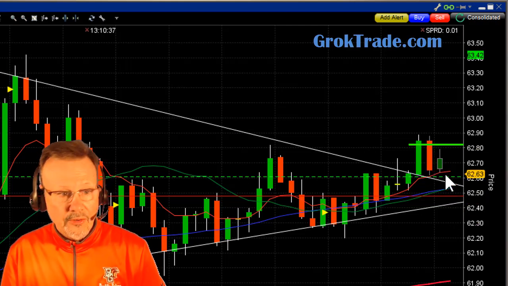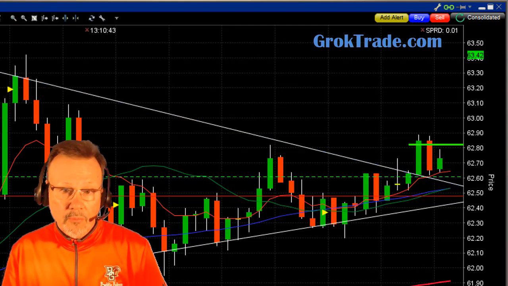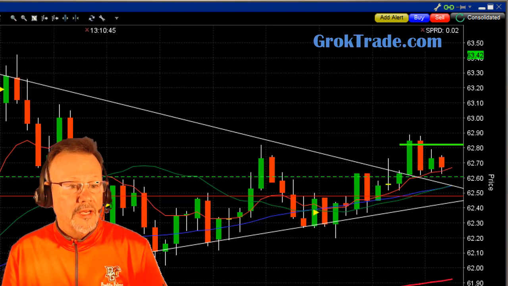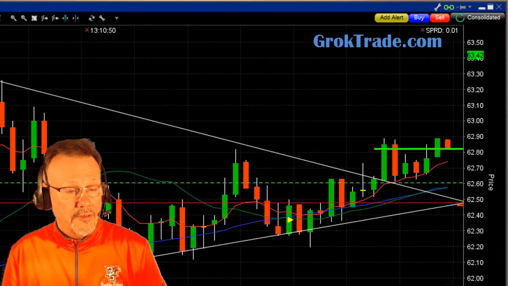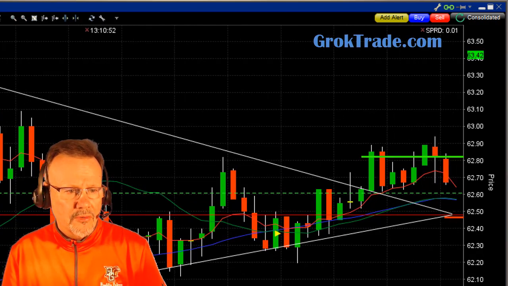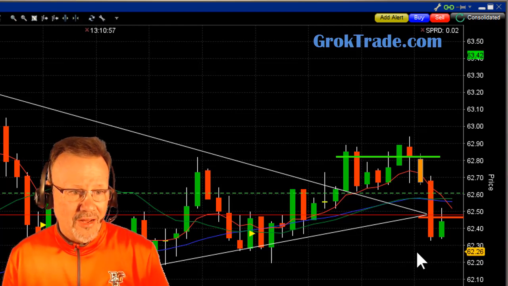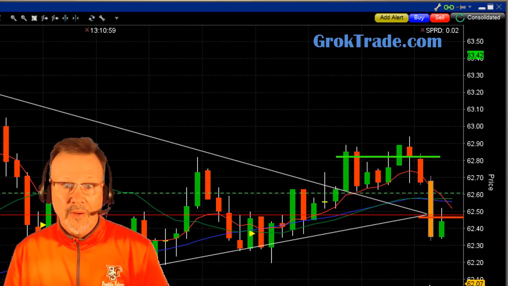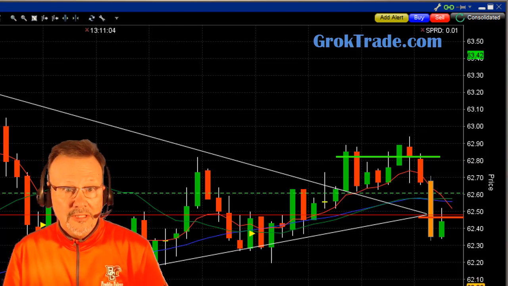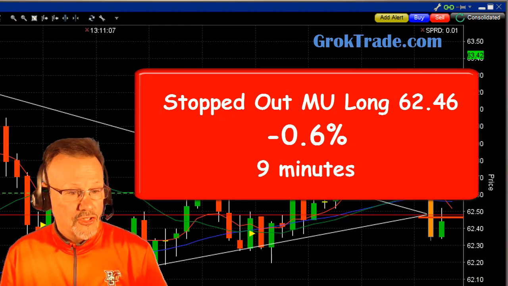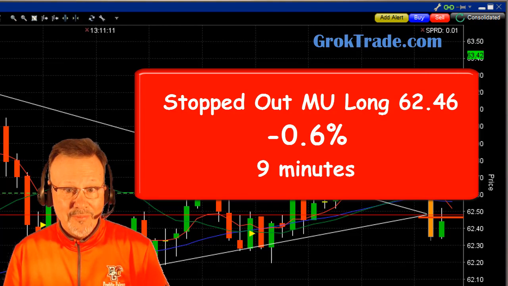So again, it pulled back a little bit, and now it's got these lines of support, especially this pivot line. Let's see if it pulls back and then takes off again. What happens, it just kind of settles here, settling, and okay, come on now, time to break out, and no, and bam, look at that. Bam! Just smashed down there. Broke through all those lines of possible support. And I say the key word there was possible support. And it stopped me out at 62.46 for minus 0.6% in 9 minutes.